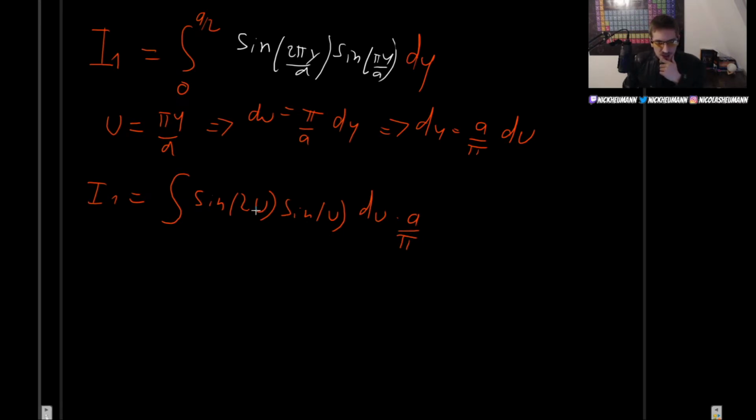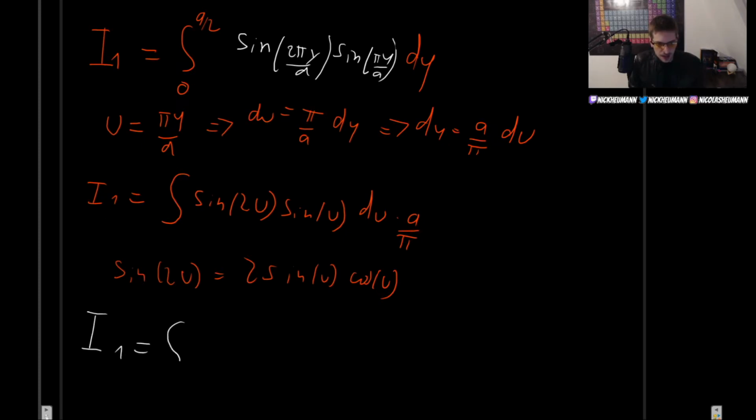Okay, that's good. And now what is sine of 2u? Well, sine of 2u is 2 times sine of u cosine of u. So let's plug it in there. I meant to change colors here.